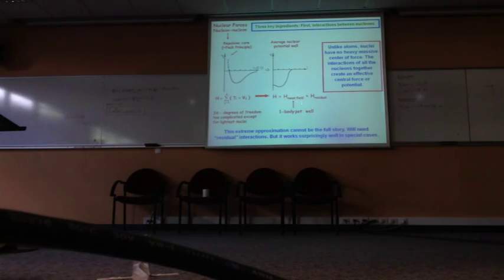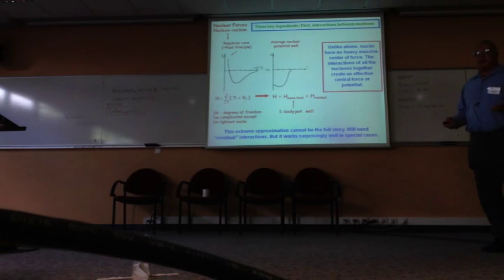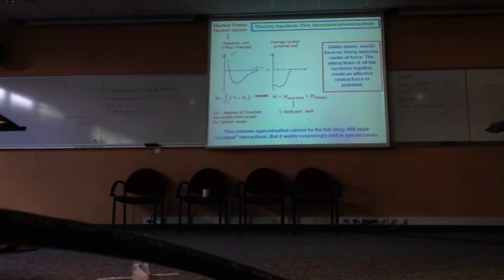Now, the extreme approximation of using this one-body potential, I mean, it can't possibly be the full story. You can't take 200 nucleons all interacting in various complex ways and replace it by a box. Okay, so we'll see how far we can go with that, but we will need this in a very important way. But we can do a little bit without it.